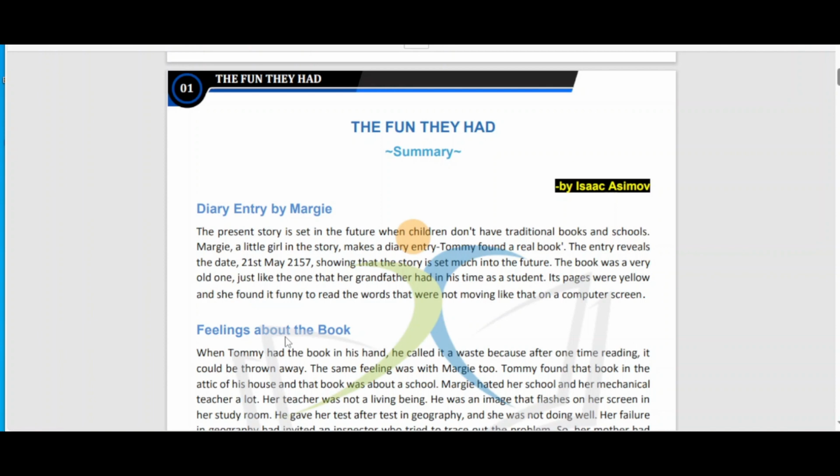and they were extremely surprised when they saw that each and every word, whatever is written in this book, was not moving. Like on their computer screen, all the words have to be moved. But according to this traditional book, they were very surprised because even a single word is not moving like on a computer screen. So I hope you will understand this.